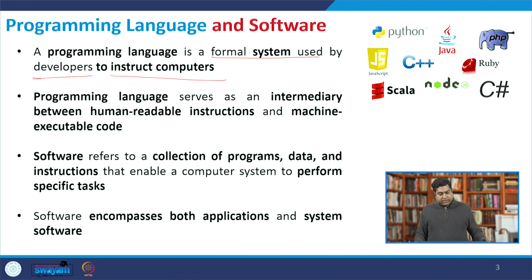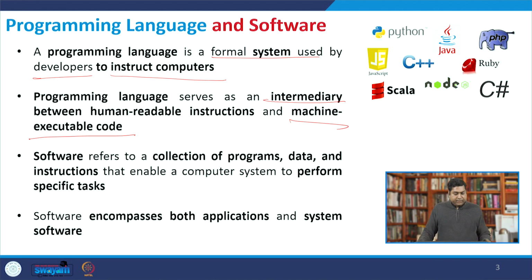Programming language serves as an intermediary between human-readable instruction and machine-executable code. So this is in between, wherever the programming language bridges that gap: from the instruction, the prompt, it converts to what the computer can understand, like ASCII or Unicode characters, etc. And then whatever the computer generates, this will again transform into a readable output or visual output.